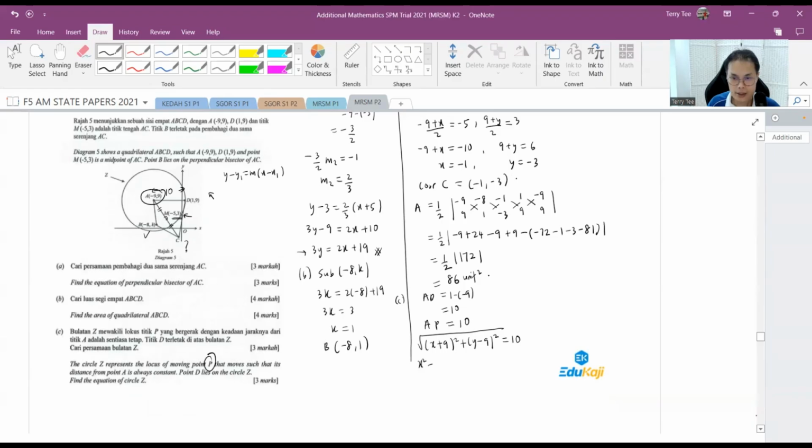Okay, let's expand this. X squared, 18x, 81. This is y squared, 18y, 81. 9 squared is 81. And 10 squared is 100. So let's simplify further. X squared plus y squared plus 18x minus 18y. Now, 81 plus 81 is 162. 162 minus 100 is just 62. There you go. That's your final answer. Your answer is in this form. We call it the equation of a circle.